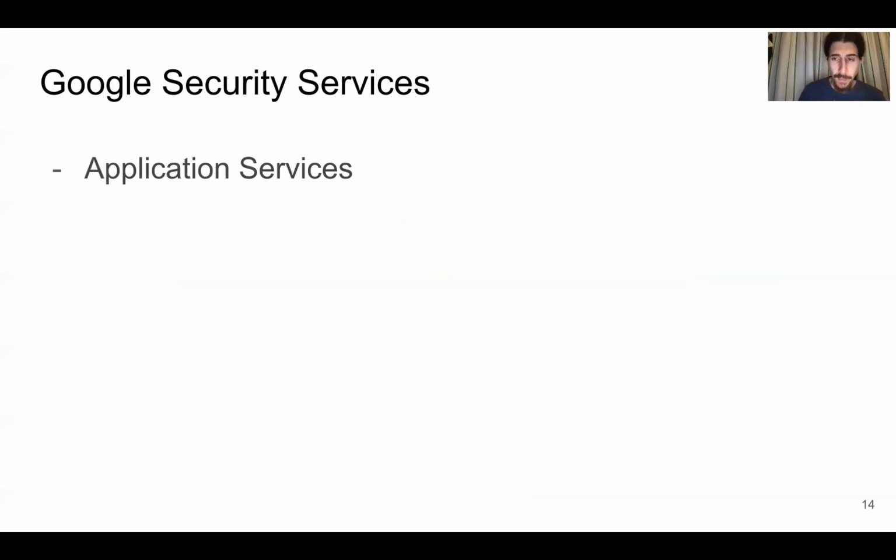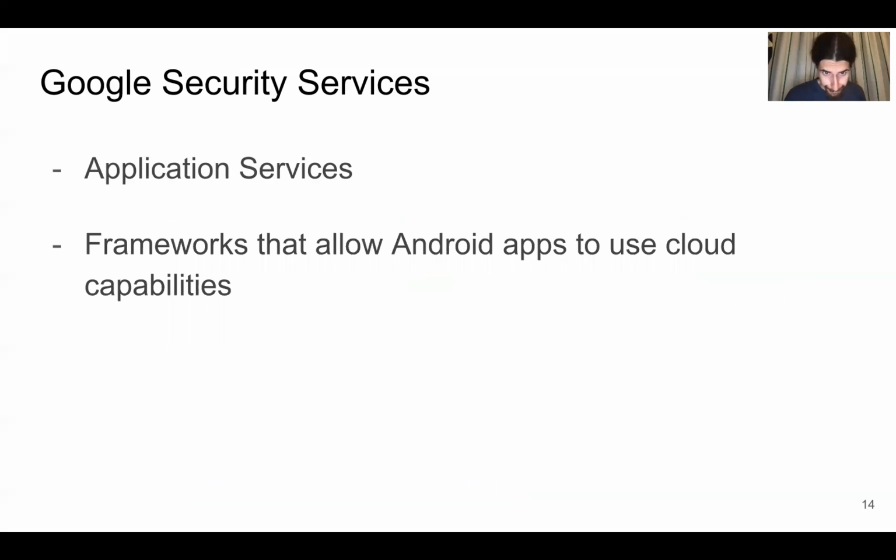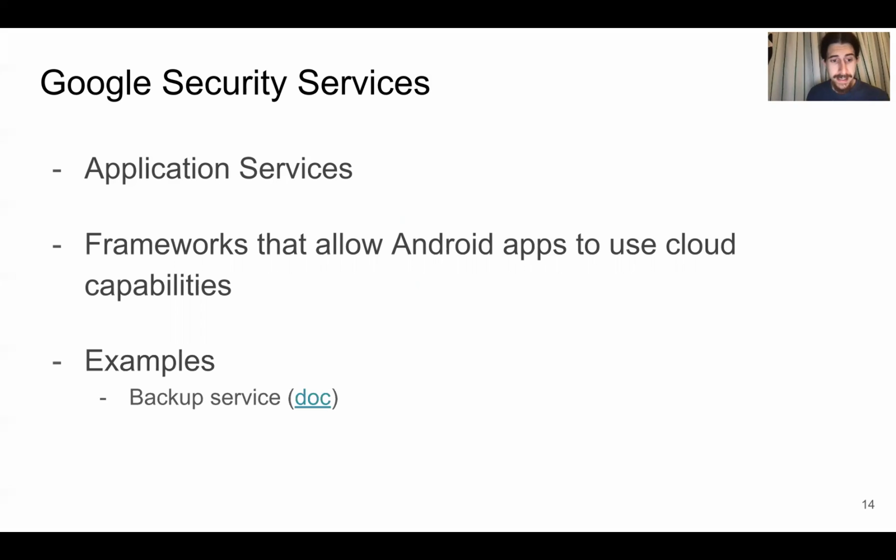All right, moving on, we have application services. These are frameworks that allow Android apps to use cloud capabilities in a simpler way, so you don't need to implement your stuff. Google has something for you, and if you use this, they're going to maintain the security of it and so forth. There are some examples. One is the backup service. Basically, they take care of the backup and offer some APIs to implement it, but you don't need to do this yourself. So they step in trying to help out.